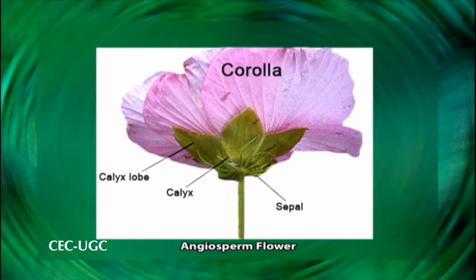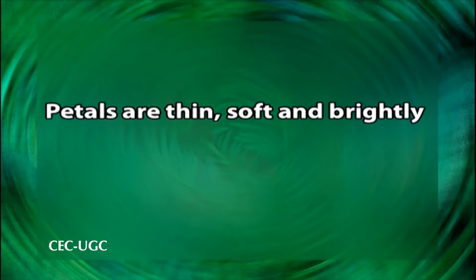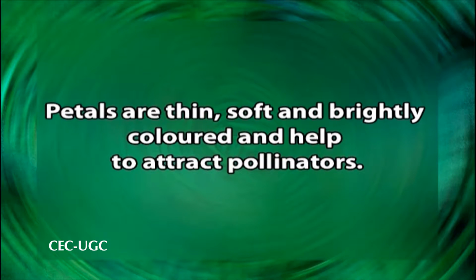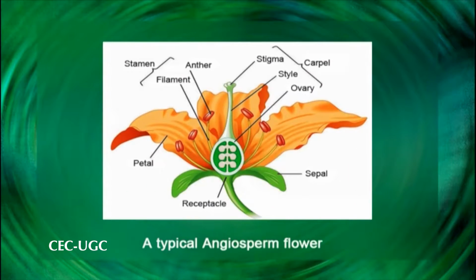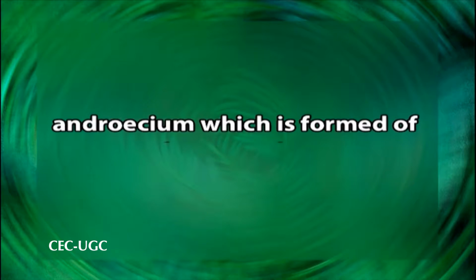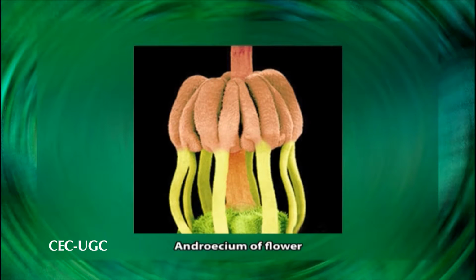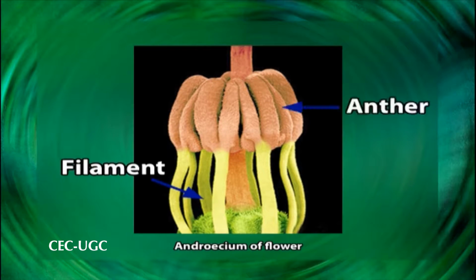Corolla is the next wall towards the apex and is composed of units called petals. Petals are thin, soft and brightly colored and help to attract the pollinators. Inner to the corolla is the male reproductive part of the flower called androecium, which is formed of one to many stamens, each consisting of a stalk called filament and an anther at its tip.